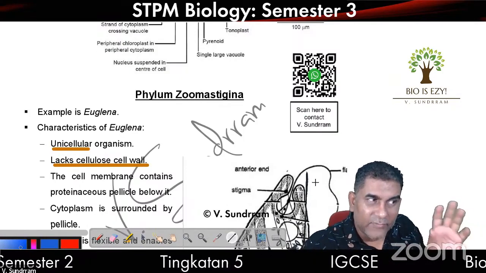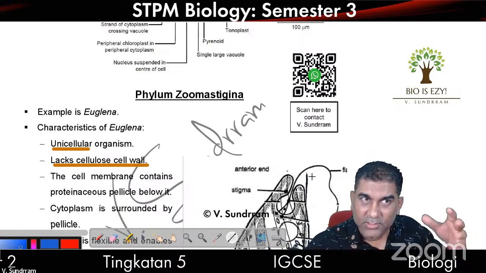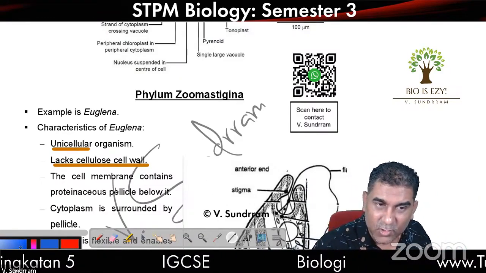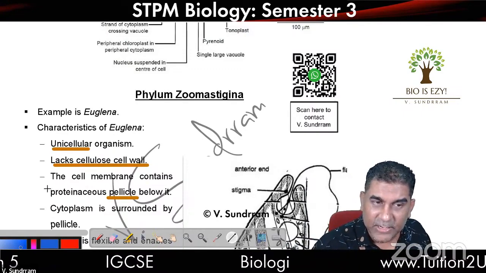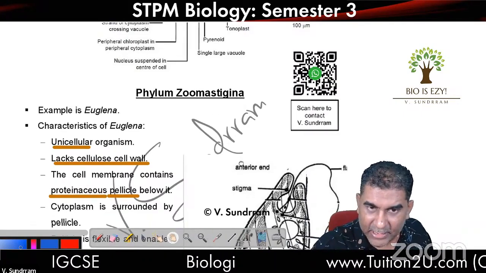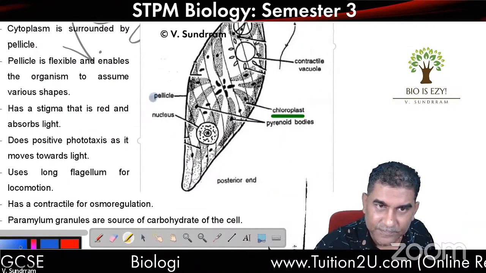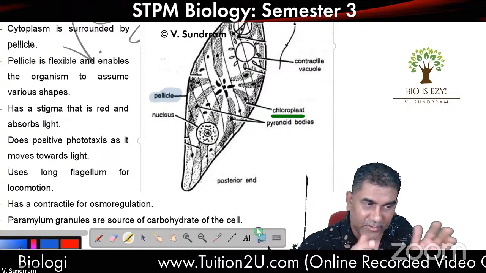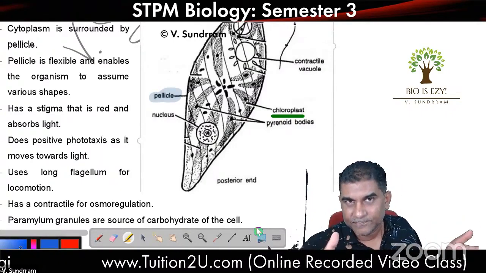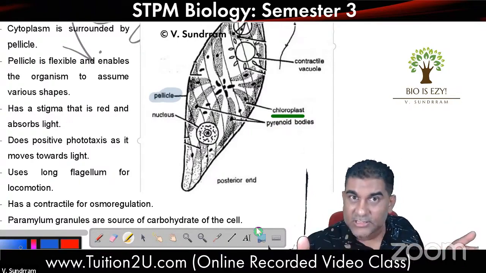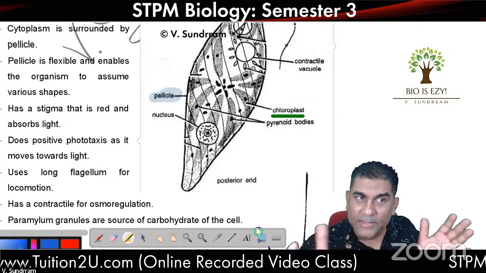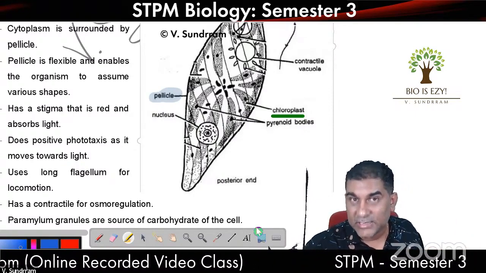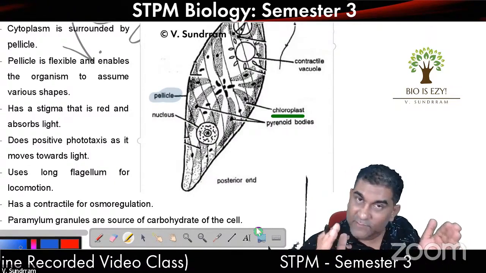Euglena have a flexible shape because they don't have a cell wall, but they have something else called a pellicle, which is made out of protein. You can see the name in the diagram. This is the pellicle. Because it's made of protein, it gives extra strength to the cell. It's not as strong as the cell wall, but it enables Euglena to maintain the shape. So no cell wall, but still can maintain the shape, flexible shape, because they have something called a pellicle.